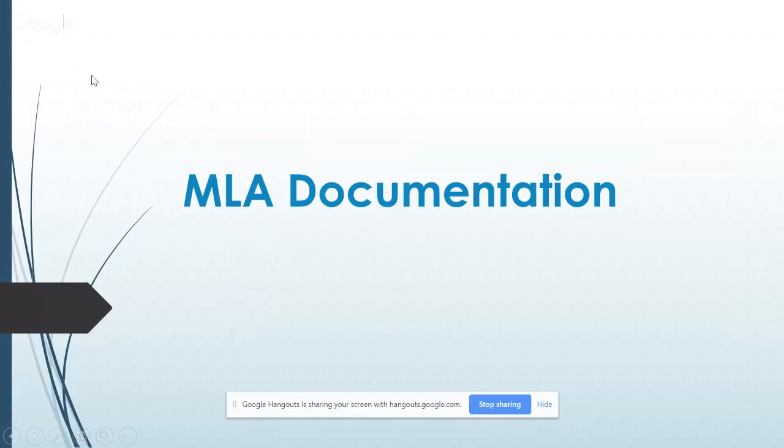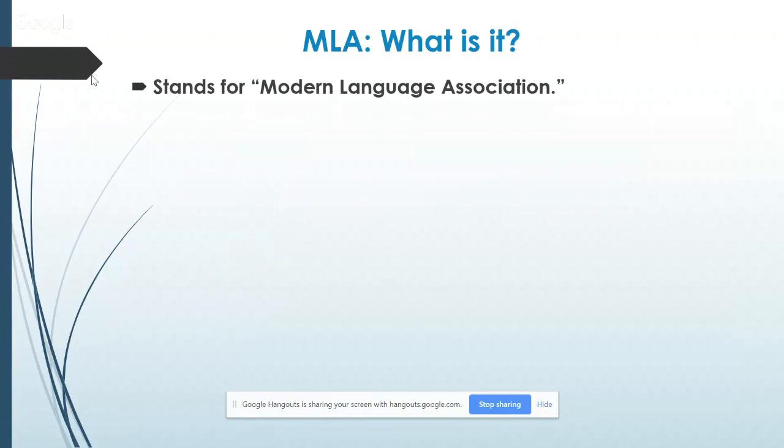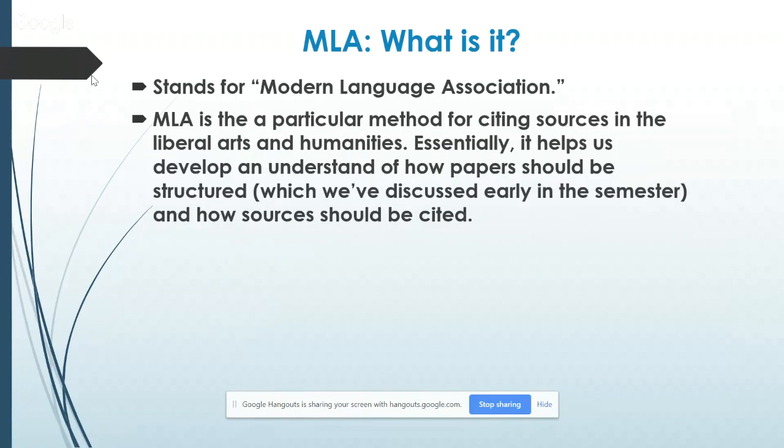Anyway, so MLA documentation. Many of you are probably wondering what on earth it is, and it basically stands for Modern Language Association, and it's a particular method for citing sources in the liberal arts and humanities. It helps us develop an understanding of how papers should be structured, ignore my typo, which we've discussed earlier in the semester. So we've already talked about paper structure. Everything should be Times New Roman, double spaced. Your name information should be in the upper left-hand corner. Now, the other part of MLA that we're going to talk about will be how sources should be cited. All right. So there's two aspects to MLA: structure of the paper and citing sources.